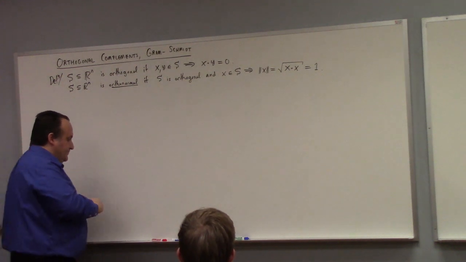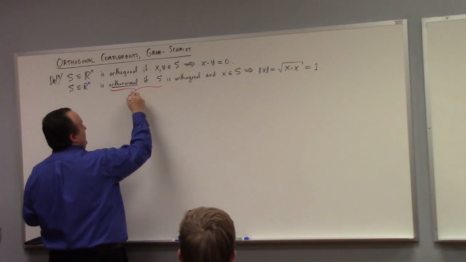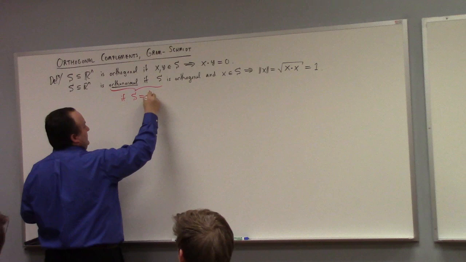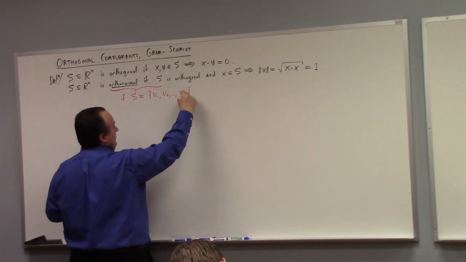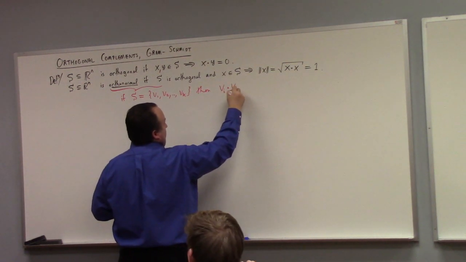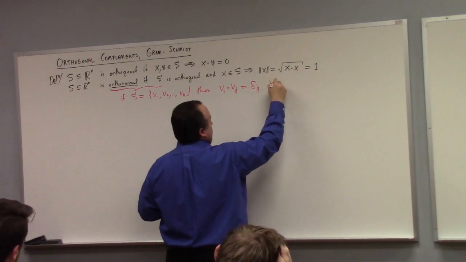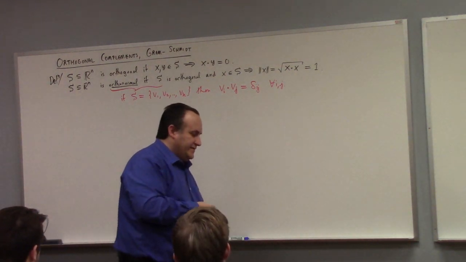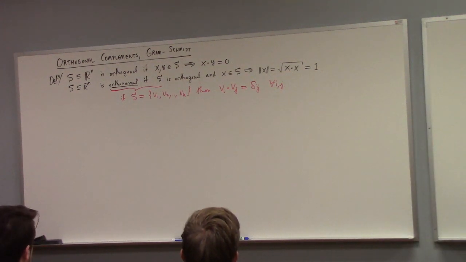Another way to say that more compactly is that if S is equal to, say, v1, v2, dot dot dot, vk, then vi dot vj is equal to the Kronecker delta ij for all i and j. Right, so the dot product of two vectors is either 0, or it's 1 if it's with itself, all right?